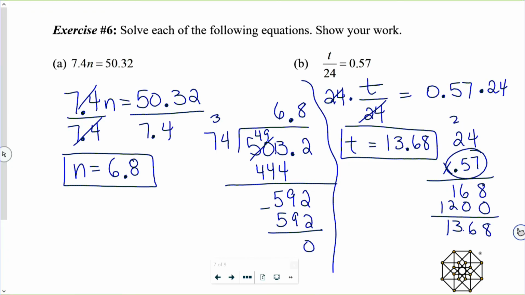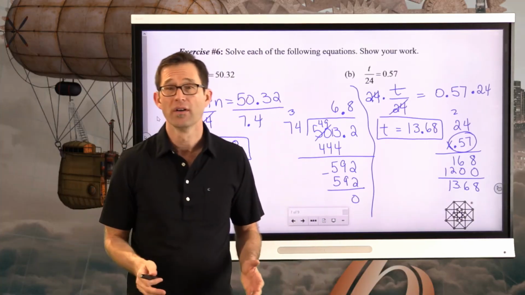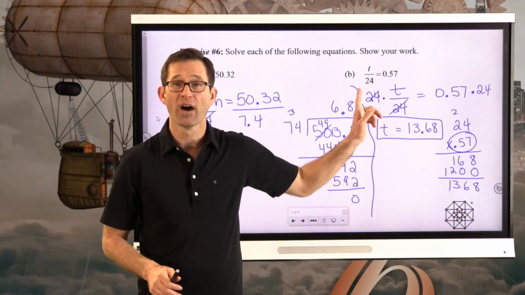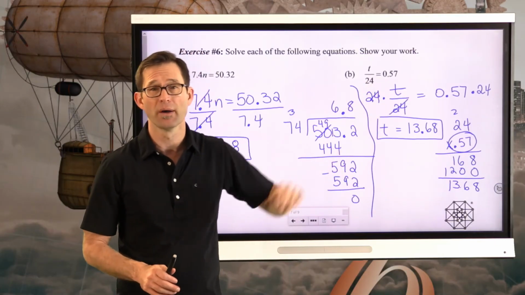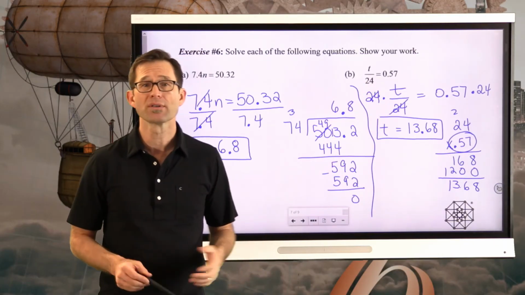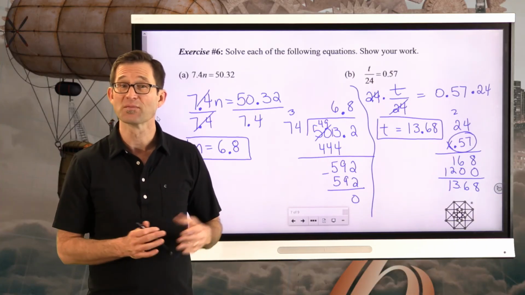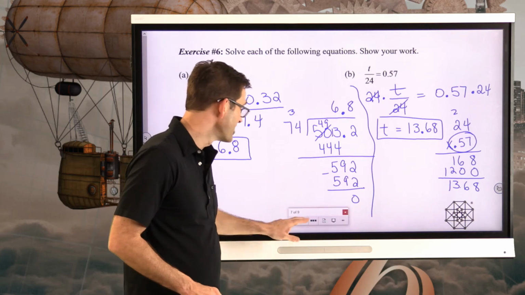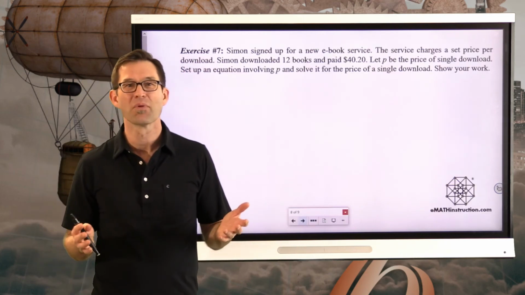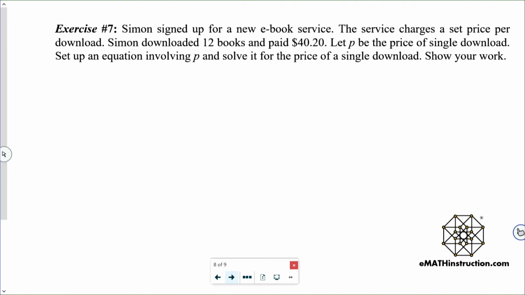Again, there really is nothing difficult about the algebra. The algebra just says, hey, I know I was dividing t by 24, so I have to multiply by 24 on both sides. The harder part is actually doing the decimal multiplication. At least it's better than the decimal division. Okay, let's take a look at one last problem, and a nice applied problem, exercise number 7.